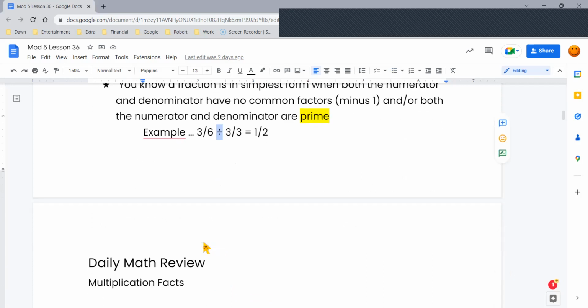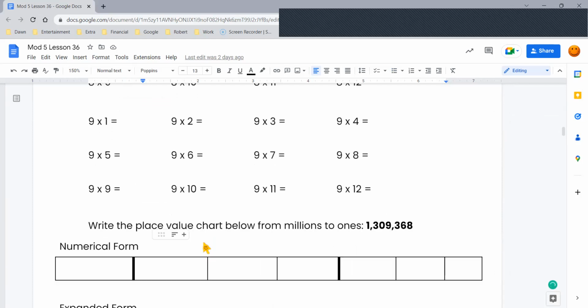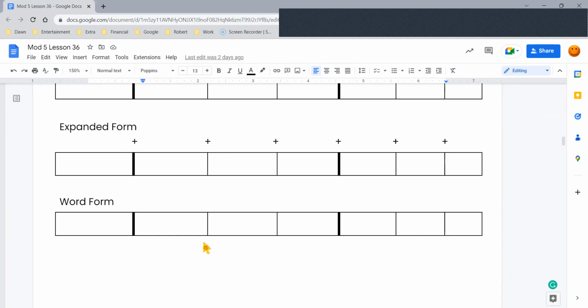Now let's go. We have some daily math review. We're practicing our 8s and 9s and practicing place value again.